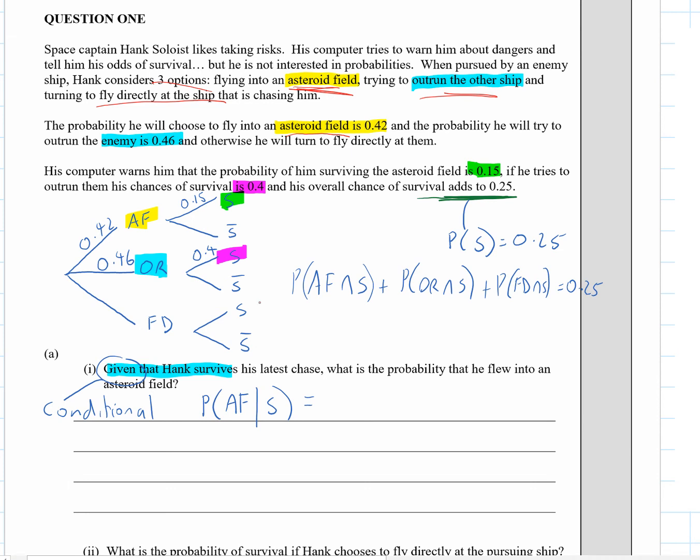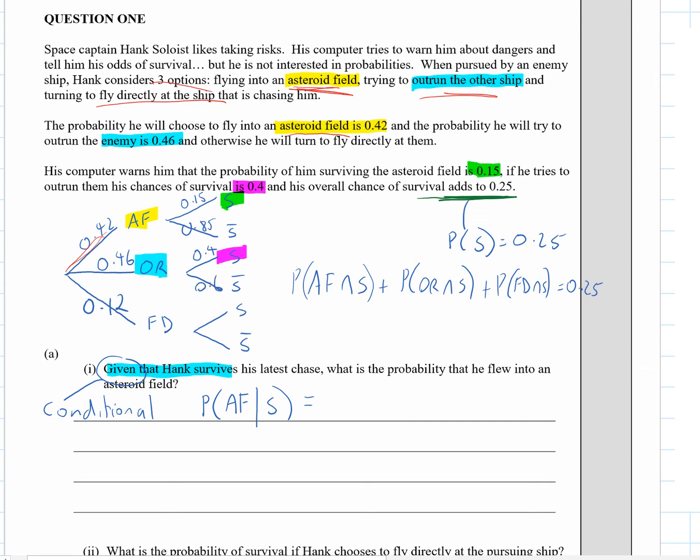So you can see how I put up the tree diagram, and I've just put the information from the question on there. You can see in the yellow there, I've got the asteroid field 0.42, and then survival of that is 0.15. And I've got the 0.46, and because I know that those branches need to add up to 1, flying directly, the FD that I've written there, you can write it what you want, is 1 minus 0.42 and 0.46, so that leaves me 0.12 there. And then the opposite of 0.15 is going to be 0.85, 0.4 is going to be 0.6.